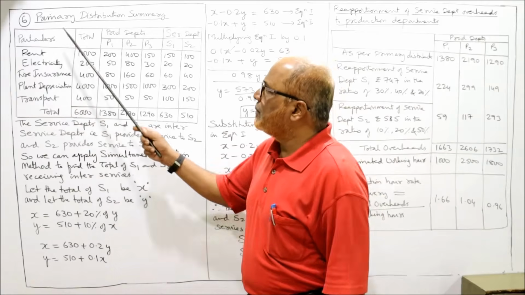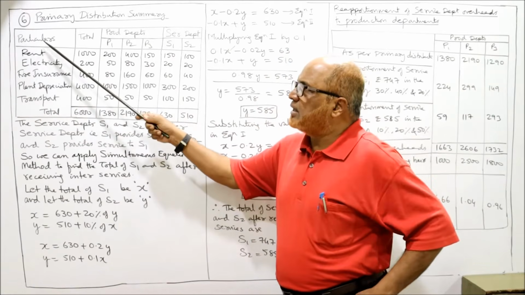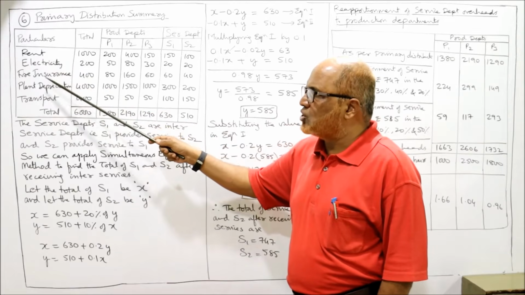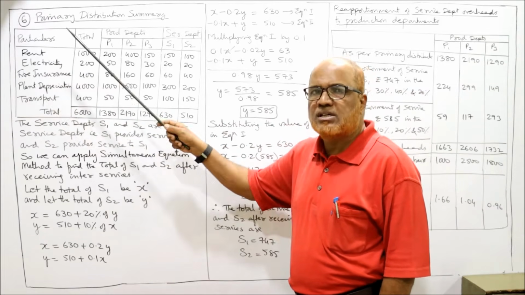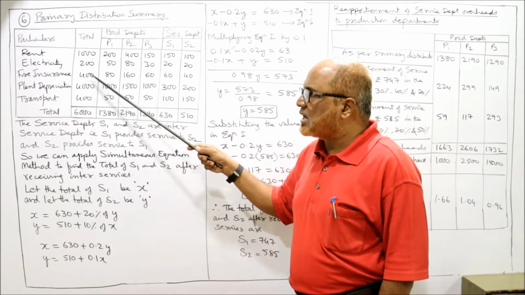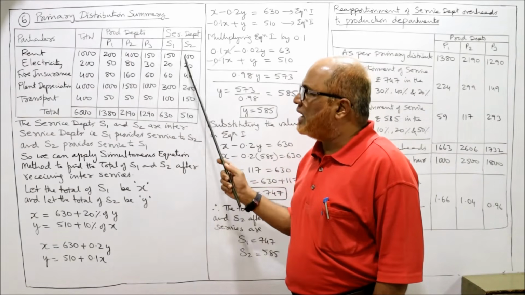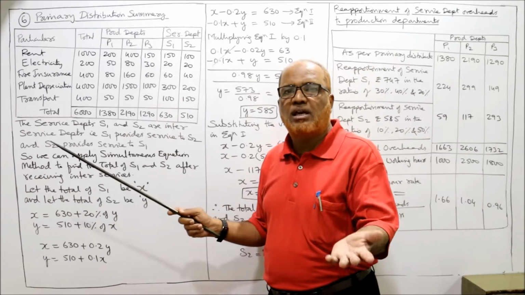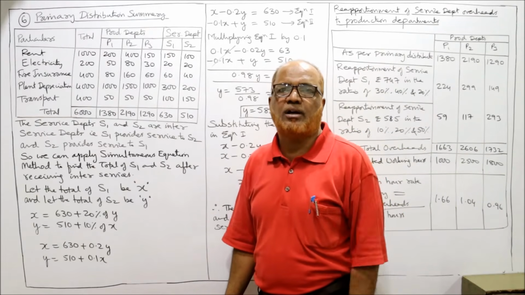Now see carefully. Primary distribution summary. Particulars are given in the problem, all the overheads. Rent, electricity, fire insurance, plant depreciation, transport. Everything is given in the problem. And totals are given and individual values are also given. We have not calculated all these values. All the values are given in the problem, already apportioned.